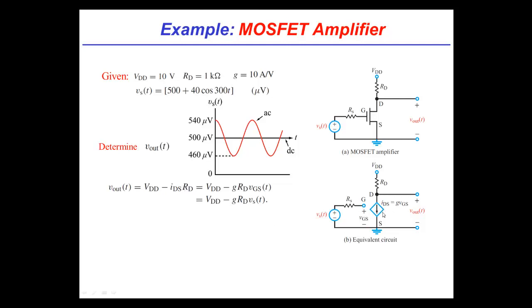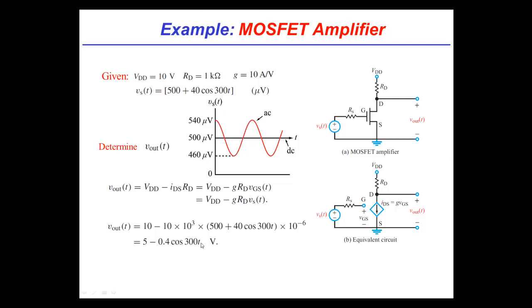Well, I know what IDS is. IDS is going to be the gain times VGS. So it's going to be VDD minus G times RD times VGS. So basically the output voltage is VDD minus G RD VGS. All right. Now, what is that? Well, I know what VDD is. It's 10 volts. I know what G is. G I've defined as 10. I know what RD is. RD is 1 kilo ohm, so that's 10 to the third. And I know what VGS is. That's this equation right over here.